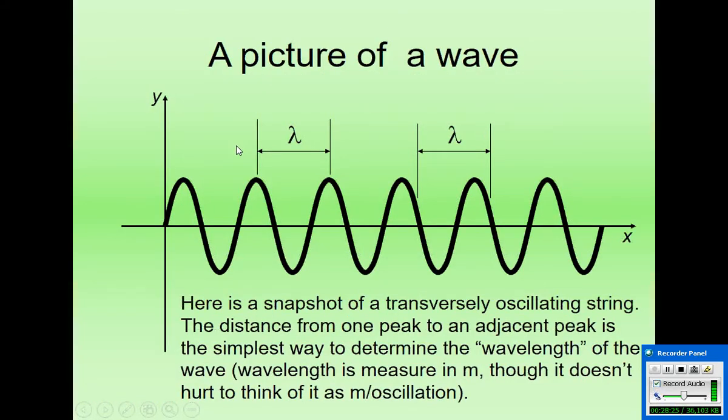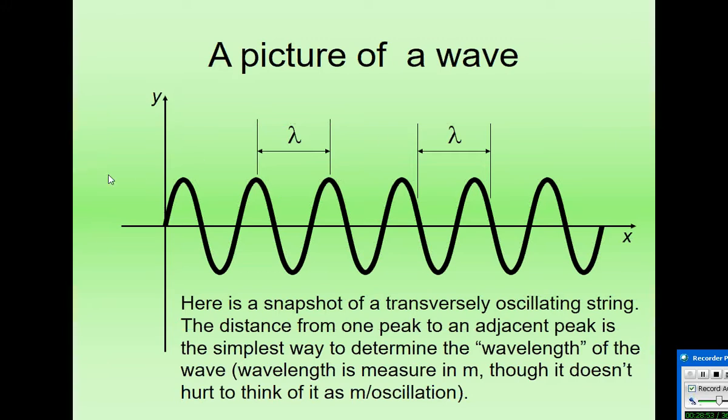Any wave has a few parameters, and I don't care what kind of wave it is. There are general parameters that I want to discuss. One of those parameters is wavelength. Wavelength is represented by the lowercase Greek letter lambda. It has units of meters. And it is basically the distance from one part of the oscillation, one part of the wave, to the next identical part of the wave.